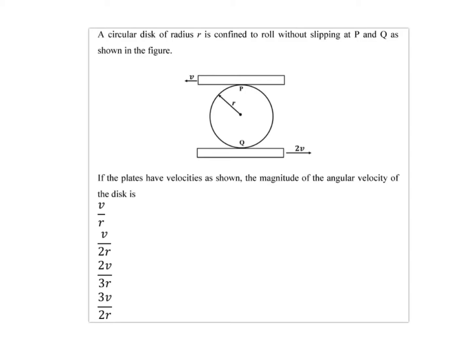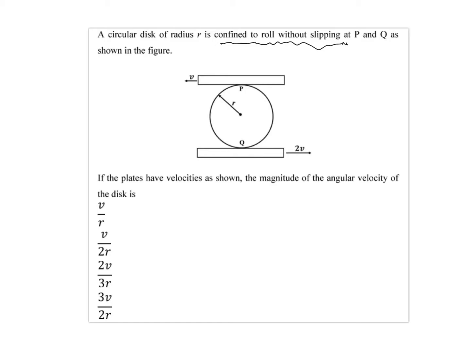Here we have a circular disc of radius little r as shown over here. It is confined to roll without slipping. Very important: when you read questions from dynamics or mechanics, please give a lot of importance to this kind of words or assumptions. It rolls without slipping at P and Q as shown in the figure.